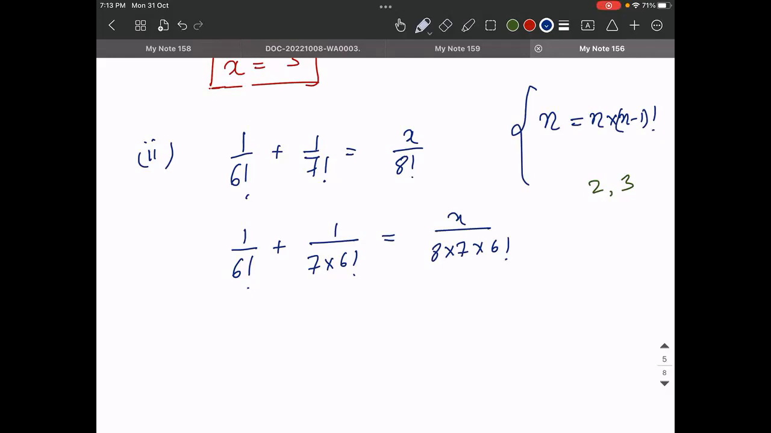That means n cannot be 0 here. So n is 1, 1 is equal to 1 into 1 minus 1, that is 0 factorial. And 0 factorial is always equal to 1. We have proved that in class. Were you there? You weren't there. Very good. So from here we can write 1 plus 1 upon 7 is equal to x upon how much? We are taking 1 upon 6 factorial common.